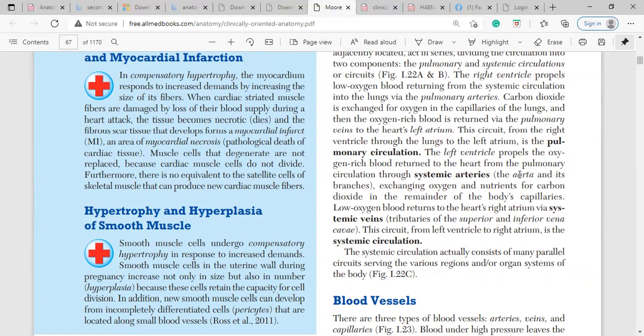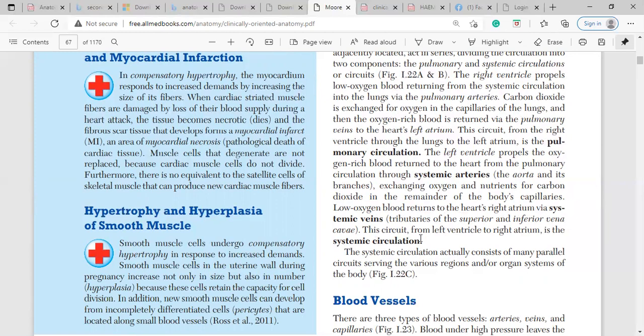And the largest of the systemic arteries is the aorta and its branches, exchanging oxygen and nutrients for carbon dioxide in the body's capillaries. Low oxygen blood returns to the heart, the right atrium, via the systemic veins, which is what I showed you in that diagram. Awesome. Then this circuit from left ventricle to right atrium is the systemic circulation.